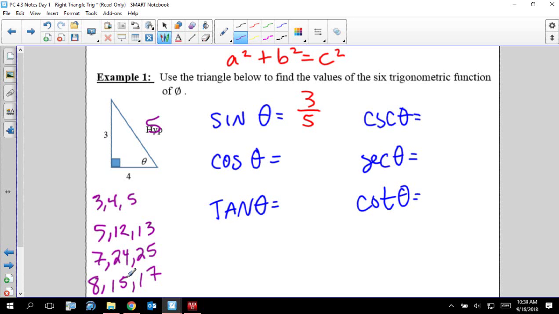Okay, back to this. If I know that sine is 3/5, and cosine is 4/5, and tangent is 3/4, how do I find these? I just look at those numbers and switch them, and hope that I did them right. So I don't memorize that cosecant is hypotenuse over opposite. I just find sine and flip it.